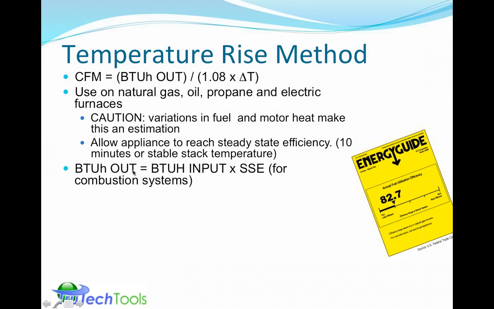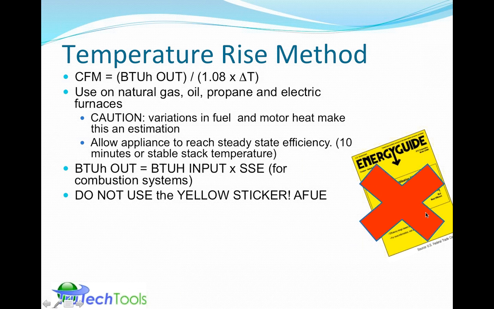And for combustion systems, to get the BTU per hour output, you can look at the BTU per hour input times the steady state efficiency for a combustion system. And that is not the AFUE. That's not the yellow sticker data. That's the government standard test. You actually have to use a combustion analyzer to determine what the current steady state efficiency is of the system.